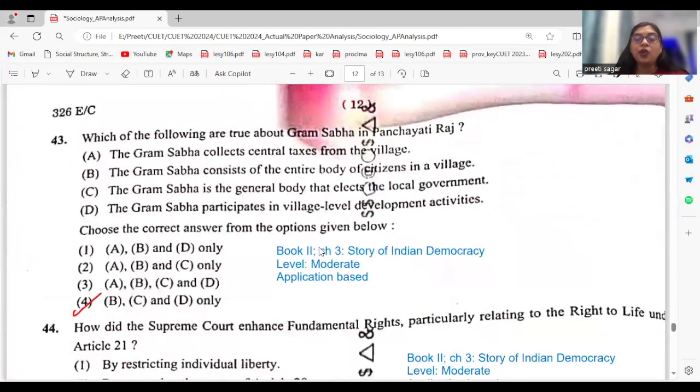Which of the following are true about Gram Sabha in Panchayati Raj? So, Gram Sabha collects central taxes from the villages. We can eliminate this. This is an incorrect statement. Statements B, C, and D are correct. So 4 is the right answer.